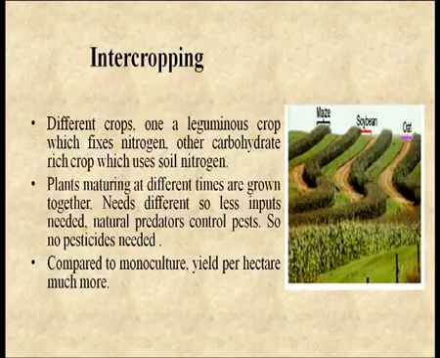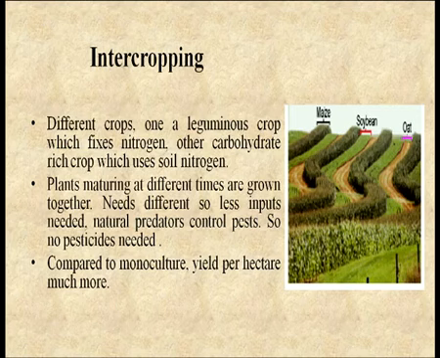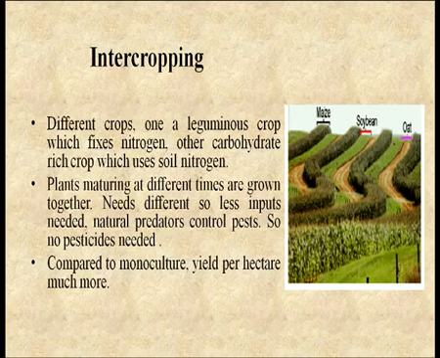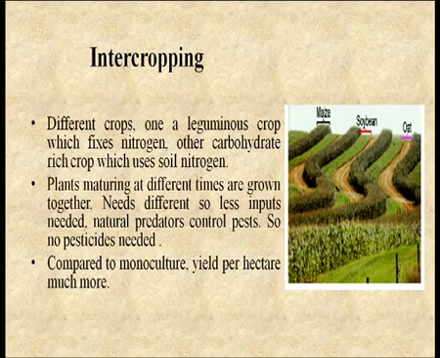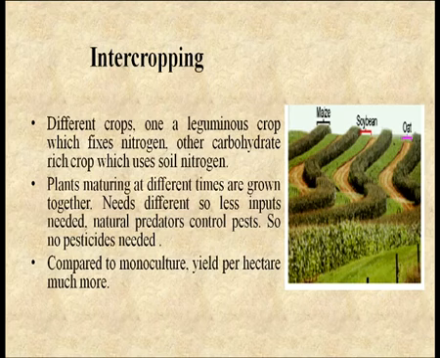Now, next is intercropping. Different crops, that is, one leguminous crop which fixes nitrogen and another carbohydrate-rich crop which uses soil nitrogen. Plants maturing at different times are grown together and have different needs, so fewer inputs are needed. Natural predators control pests, so no pesticides are needed. Compared to monoculture, yield per hectare is much more.